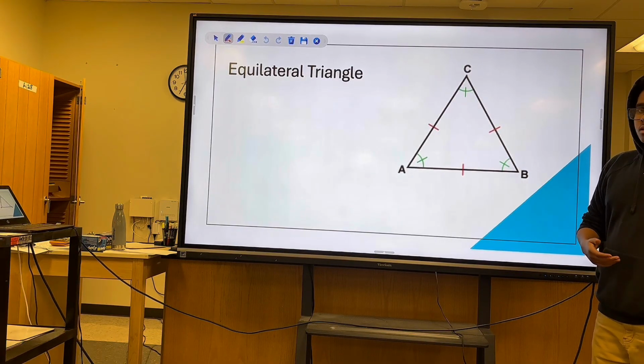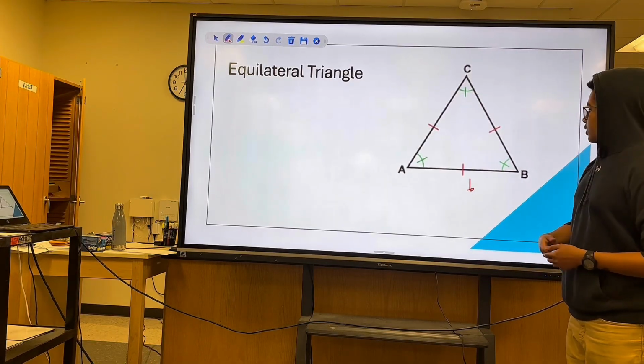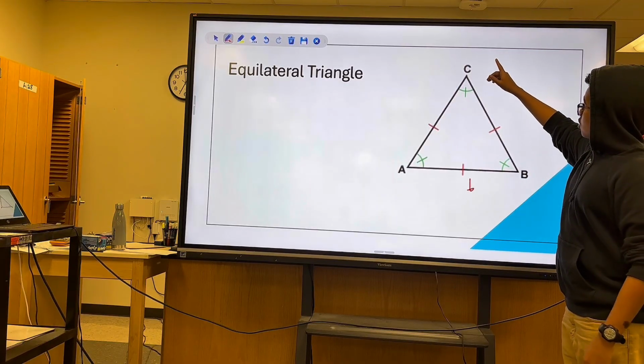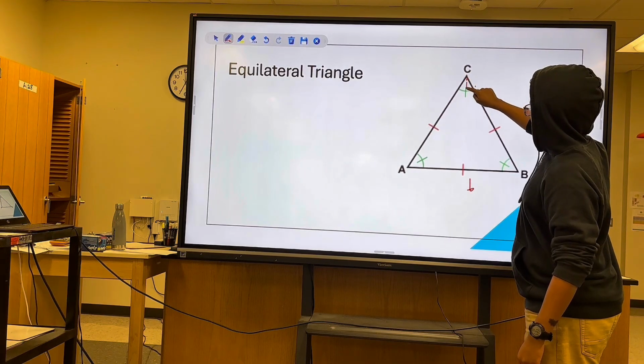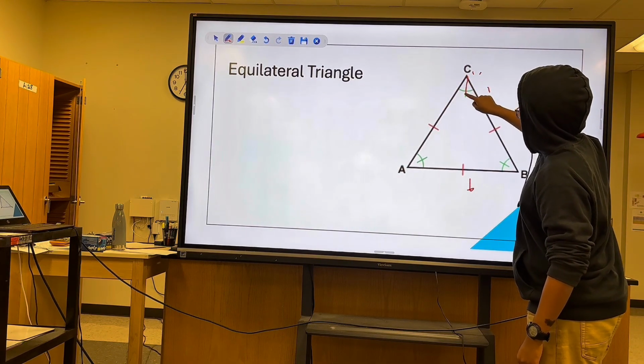So again, let's assume the side length is 1, because that would be easier than calculating for values like 30 or 65. Doesn't matter. Okay, so first what we're going to do is visualize the height of said triangle.